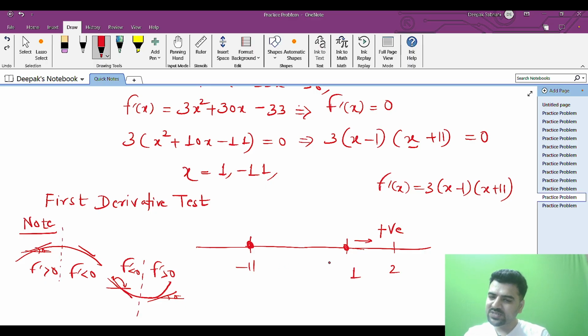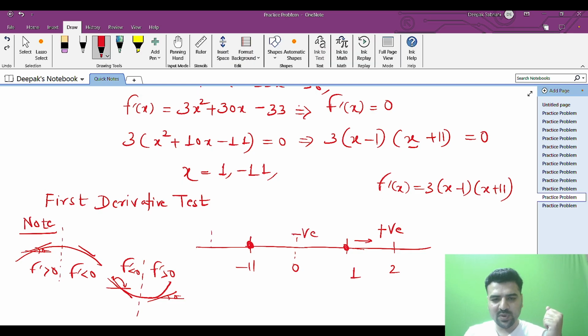Now, between minus 11 and 1, choose a point, let's say 0. If you put 0 in x minus 1, you get a negative sign, and x plus 11 will be positive. I am only taking care of the sign, because I just want to find the sign of the derivative. Negative into positive will be negative.